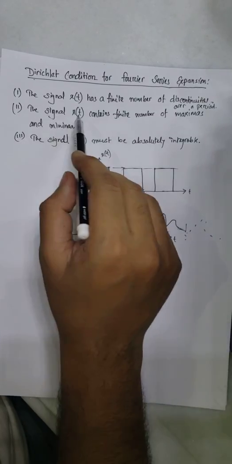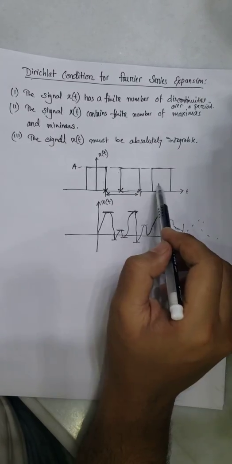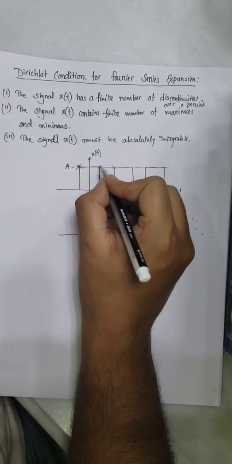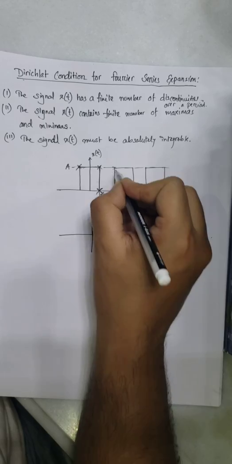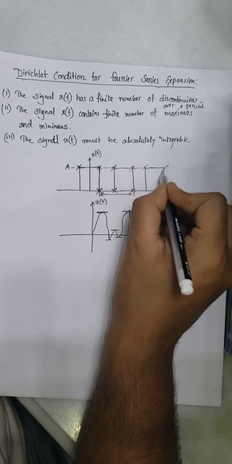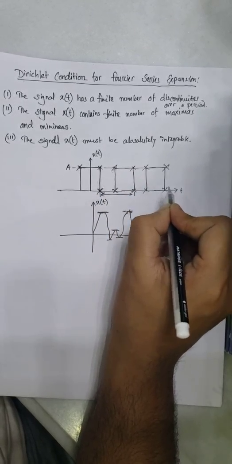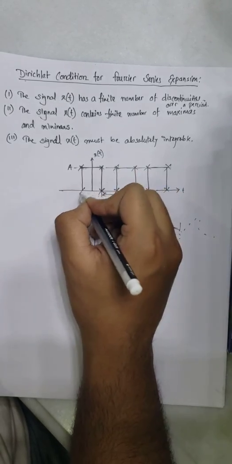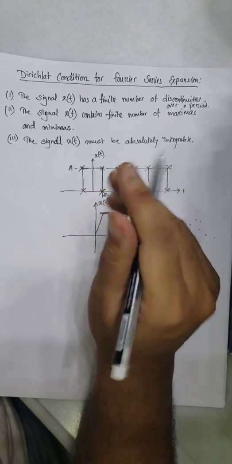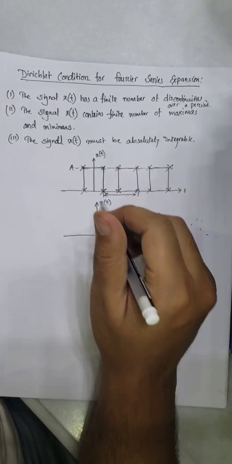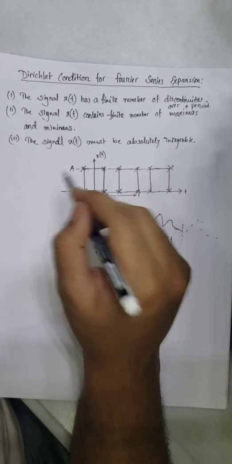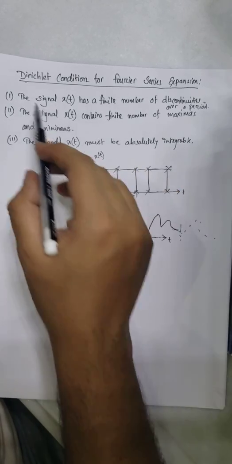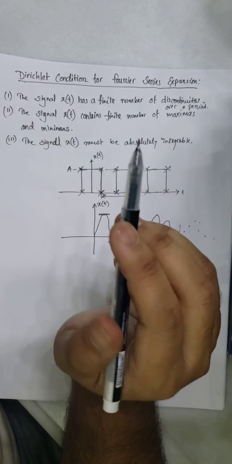Now, applying the second condition to this first signal we have drawn, the number of maxima and minima should be finite. So, this point is a maxima, this point is a maxima, this point is a minima, this point is a maxima, maxima, maxima, maxima, and consequently minima. So, in the pulse train, we can see that the number of maxima over a period is countable. That is, it is finite. So, both the signals fulfill the first and second Dirichlet conditions.